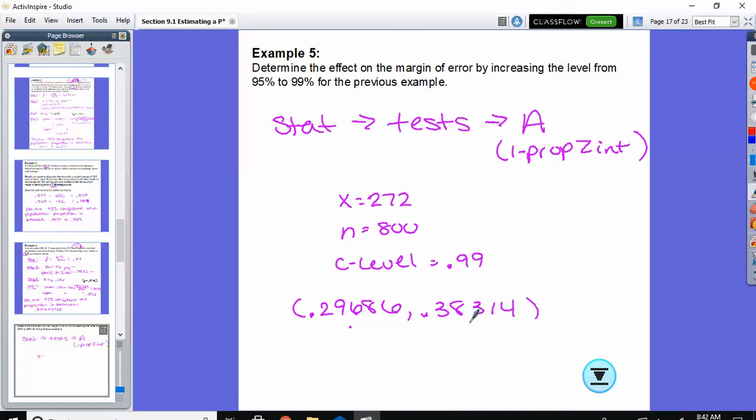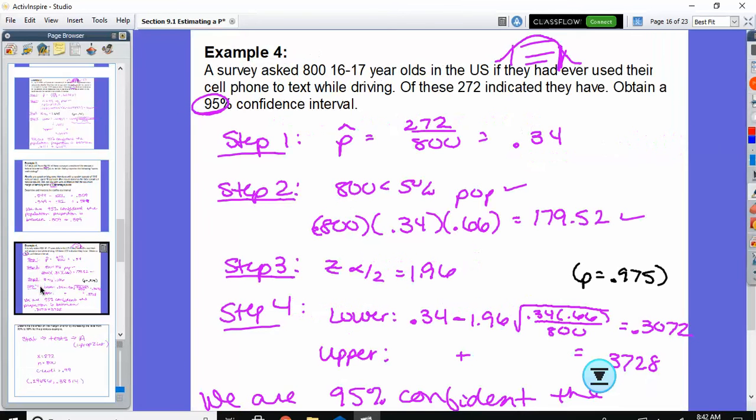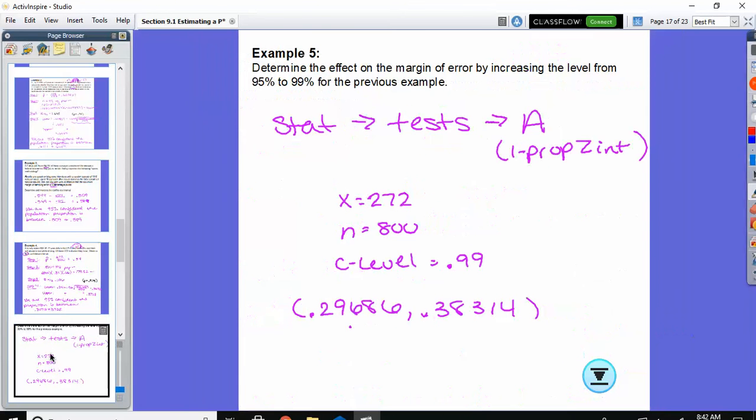So what happened to my numbers, my upper and lower limits? Yeah, it stretched out. Those things got farther apart because I increased my confidence level, so my window had to get bigger. So then you could quickly change and calculate any confidence level that I asked you to. Isn't that convenient?